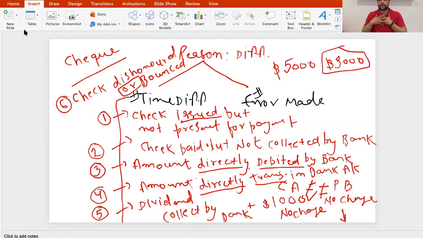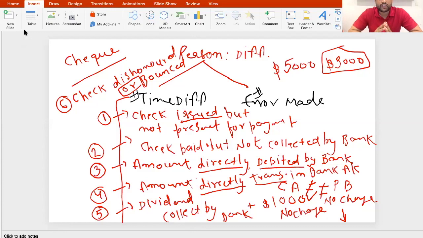For example, if I'm writing a check to you and the check is bounced, I can go to jail. You can take any kind of legal action against me. This is the law in most countries. I guess Vietnam also has that kind of law. So this is not a nice thing.